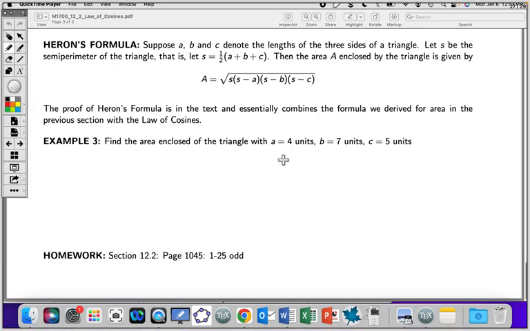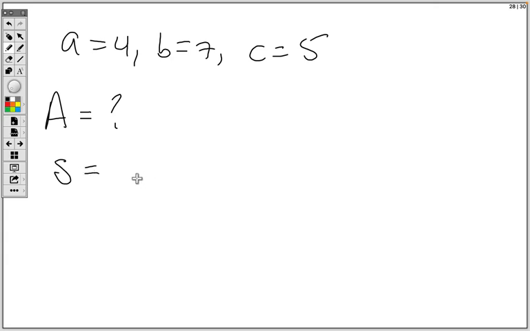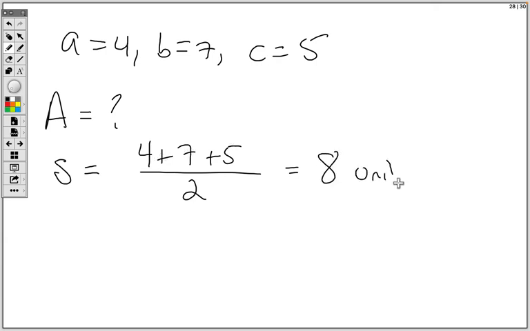We've got a triangle with side lengths 4, 7, and 5. So I want to find the area here using Heron's formula. First step is to find the semi-perimeter. So that's the perimeter, in other words, all the sides added up divided by 2. So I get 16 over 2, which is 8. So the semi-perimeter is 8 units.